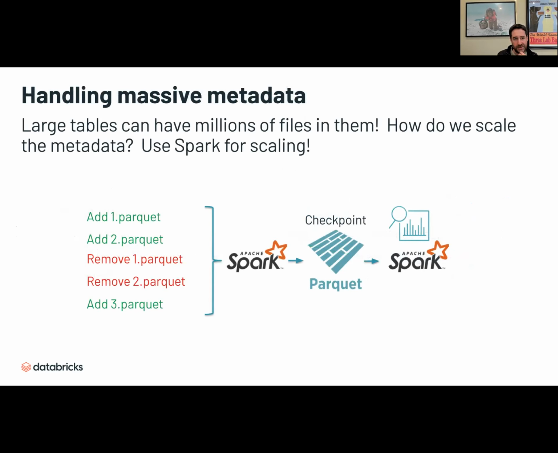The other thing is that this data can be massive, right? We actually have customers on AWS that stream data into these Delta tables at over a petabyte a day, which is a massive amount of data.